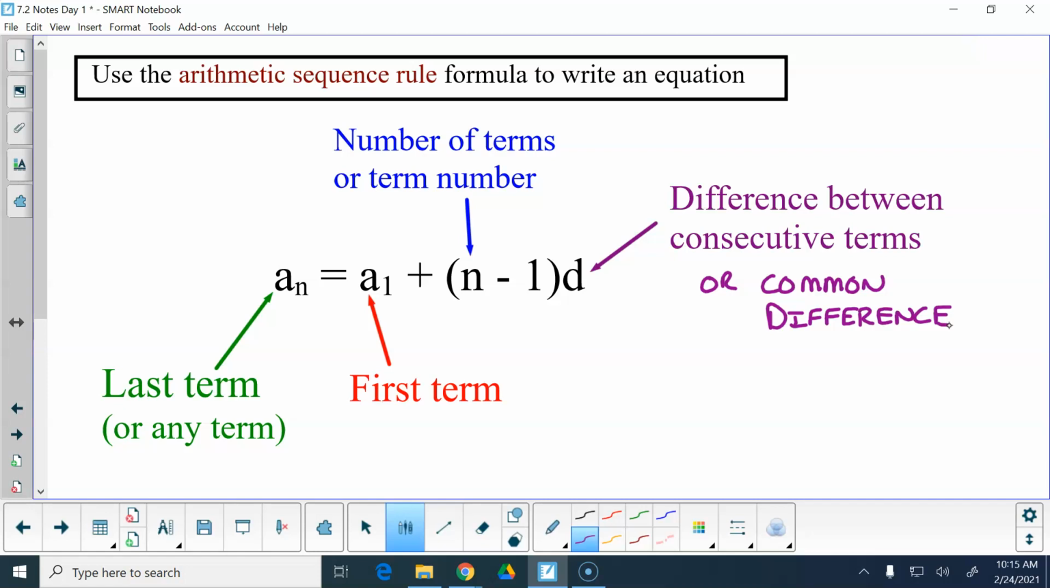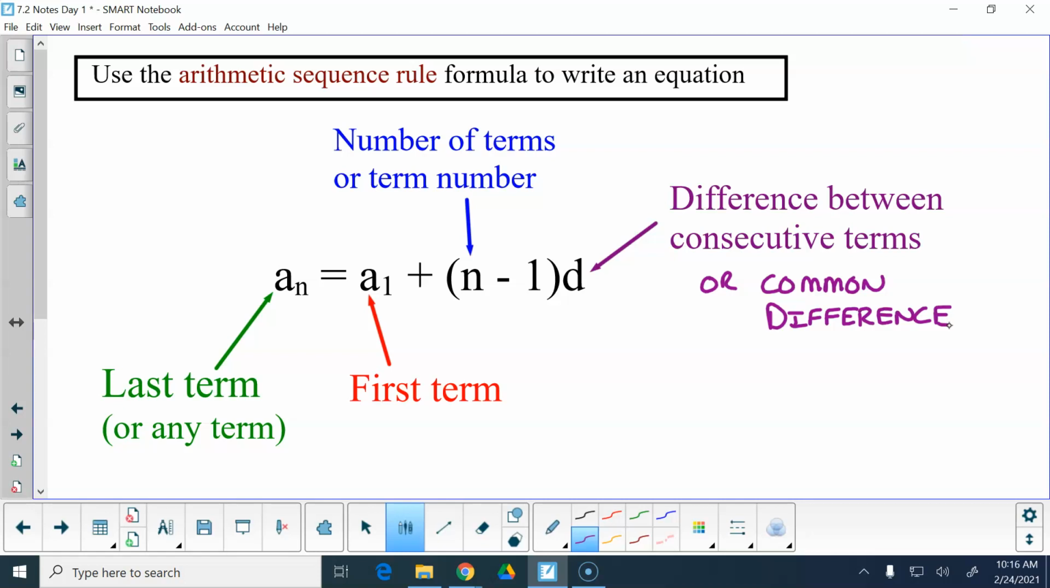If I ask you to find a rule for a specific sequence, I am going to be asking you, if that sequence is arithmetic, to use this formula and give me an equation for A sub n in terms of n. Okay?